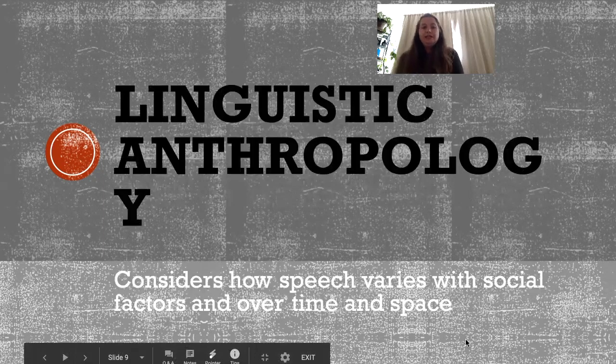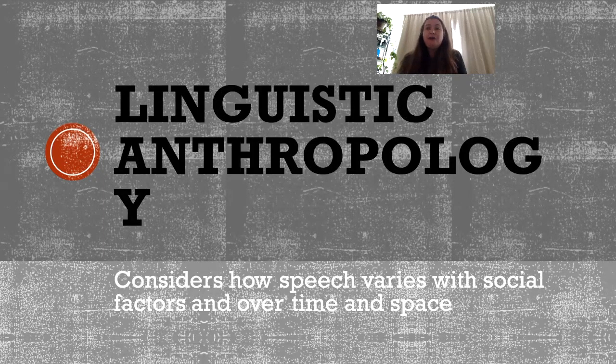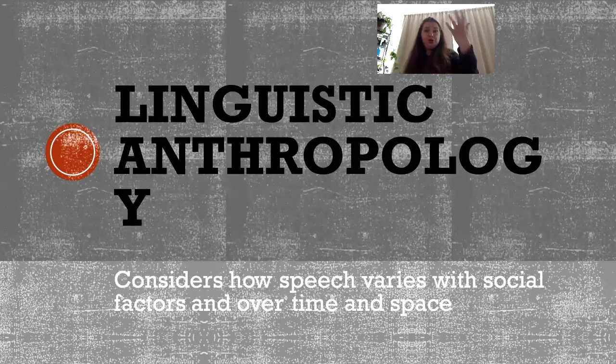Linguistic anthropology looks at speech and how it varies with social factors, how it changes over time and space. Linguistic anthropology is also going to look at regional specific speech. Why do I speak the way I do, having lived in Southern California my whole life, whereas someone from Boston or New York, they're going to use different slang than I am. They're going to speak at a different rate than I do. I'm probably speaking incredibly fast right now because that's how everyone out here speaks.